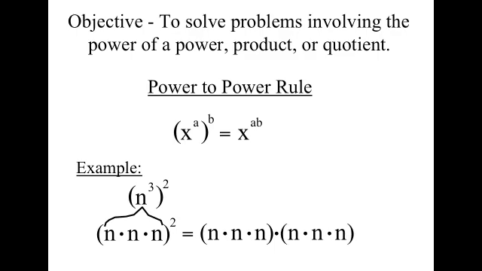This makes n to the 6th power. The shortcut version would be to multiply the exponents inside the parenthesis times the exponent outside the parenthesis. n to the 3rd power times the 2nd power equals 6. n to the 6th power.